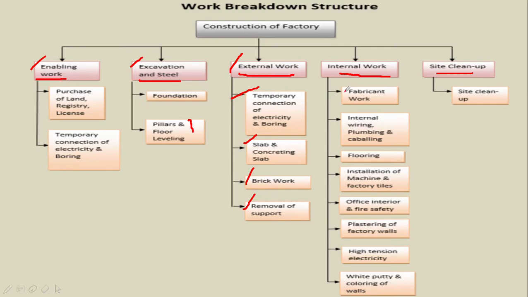Now the next one is internal work. As the name suggests, internal work is the work which is internal to the factory, like fabrication work, internal wiring, plumbing and cabling, flooring, installation of machines and factory tiles, office interior and factory fire safety, plastering of factory walls, high tension electricity, white putty and coloring of walls. Now the last one is site cleanup. After the completion of the work, extra material like sand, cement, concrete, binding wires, etc., which are left, are removed from the site. This is called site cleanup.